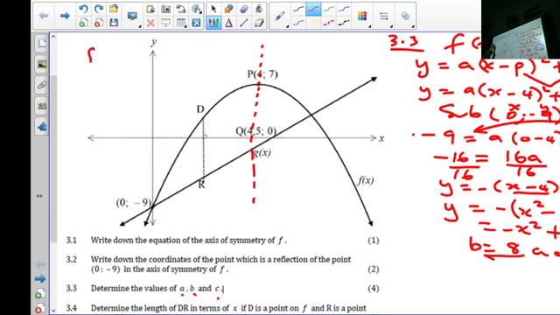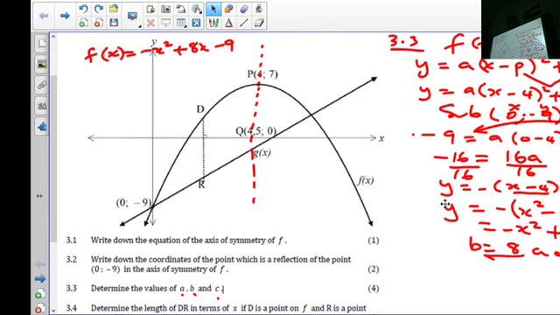Now, I'm just going to write down the equation here. So we've got f of x equals negative x squared plus 8x minus 9. Okay? I'm writing it down because I need the space there to do the next calculation. The next question says determine the length of dr in terms of x. So if you look at dr, d is on the f graph and r is the point on the straight line, which is the g of x.